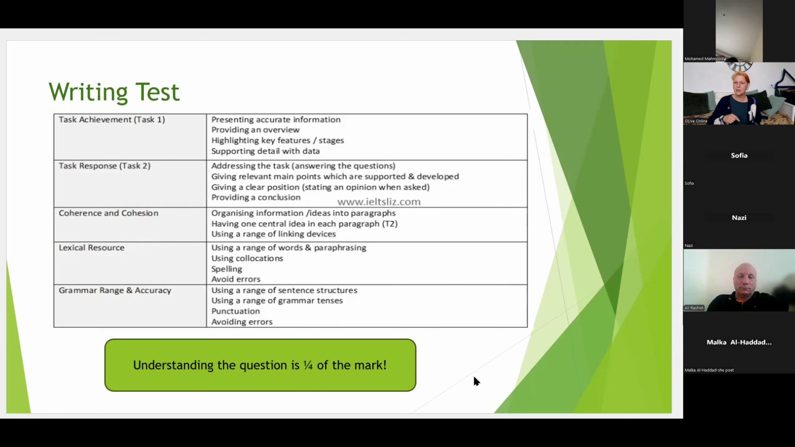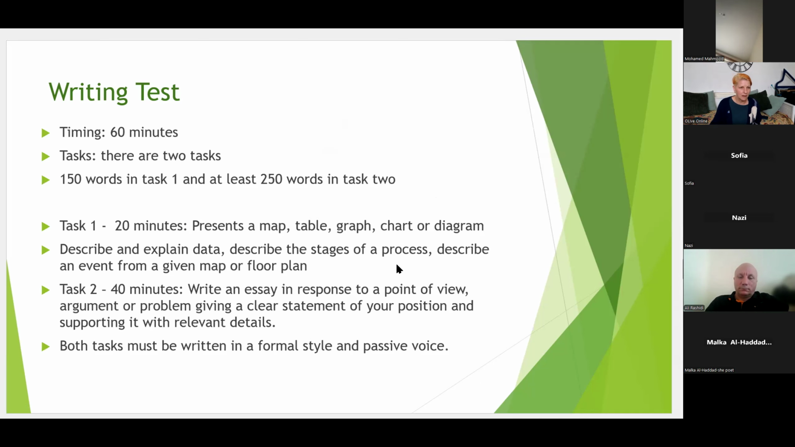Yes, task 2 has a higher weight. Yes, it does. It's by the percentage of time. Okay, it's 20 minutes for task 1, so that is 1/3 of the mark, and task 2, that essay, is another 1/3 of the mark. So yes, those are averaged together to get your writing score.